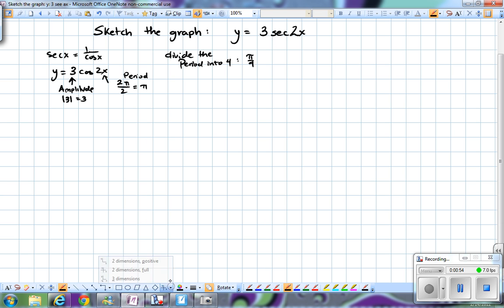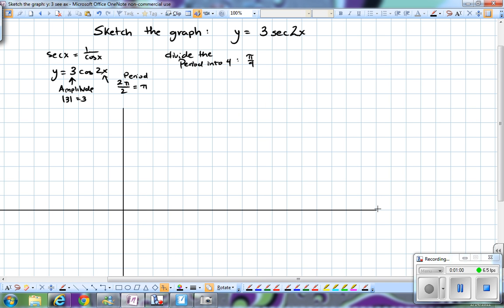So let's go ahead and start sketching this. Create our markers. Remember that the key points for cosine of x, if we recall the parent function, are 1, 2, 3, 4, and 5. Markers 1, 2, 3, and then finally 4. So let's go ahead and sketch this one.